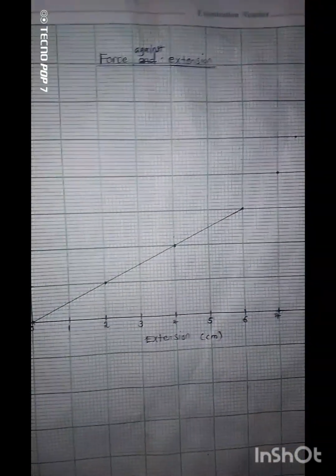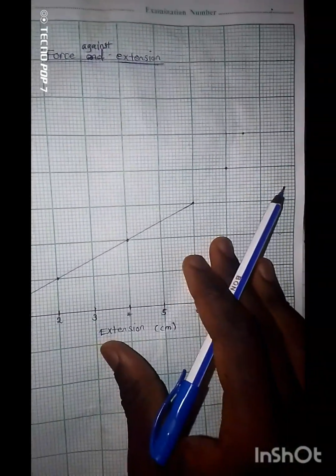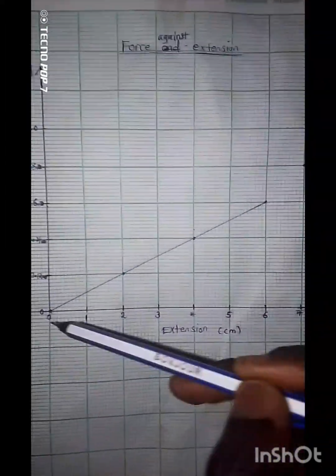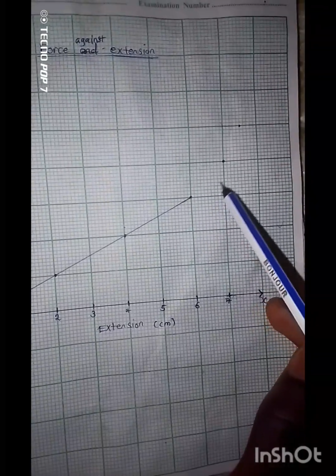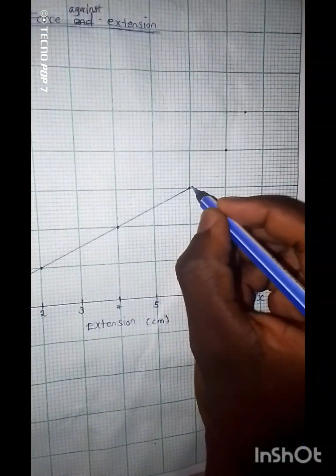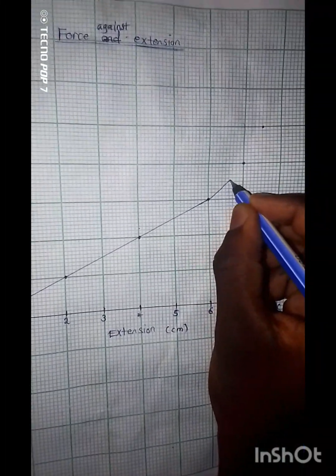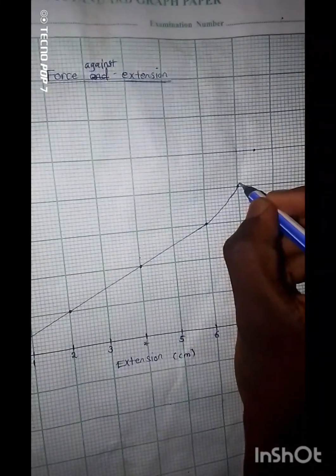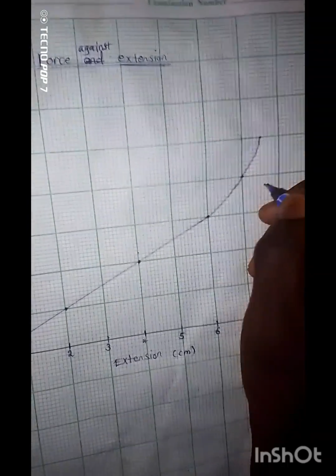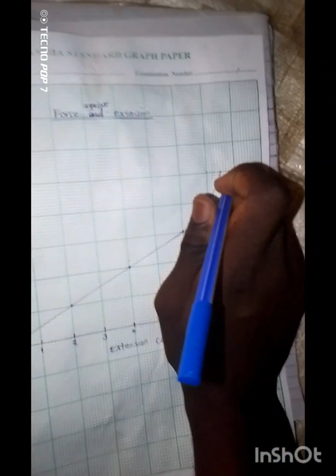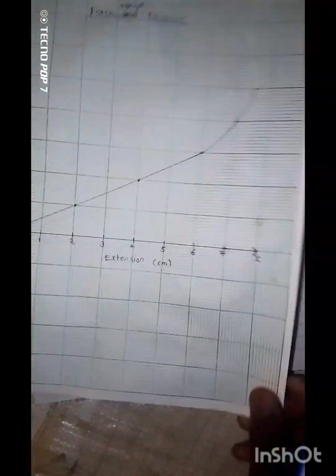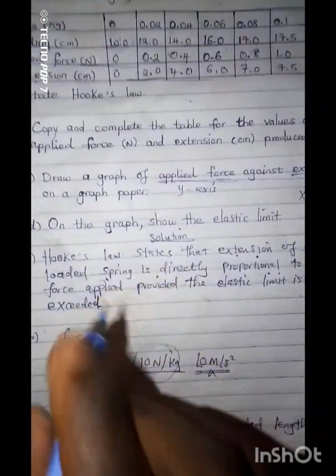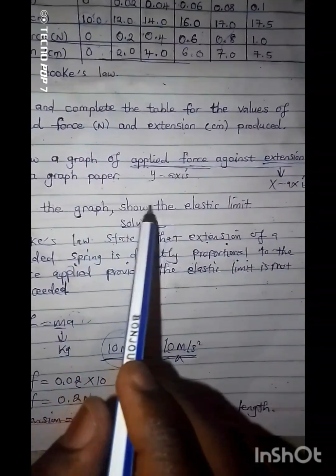Then here you have seen I use the ruler. Now here you can proceed differently, because it will bend, so just use freehand like this. That's all. Then it means you are done plotting.